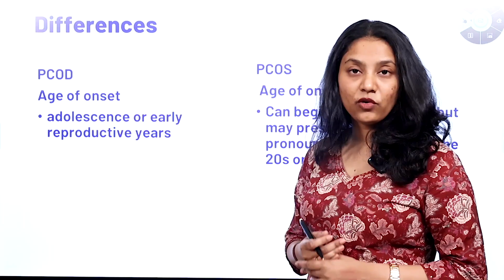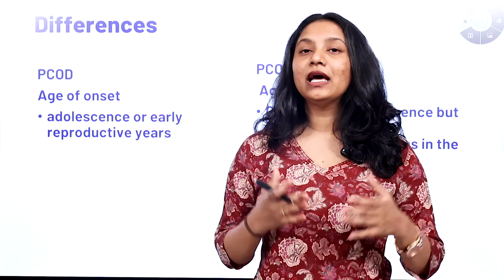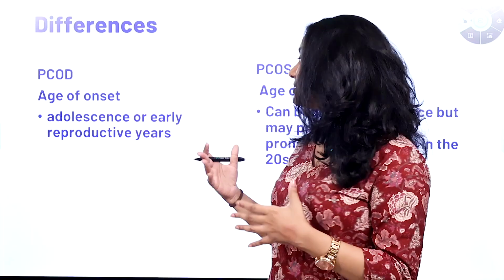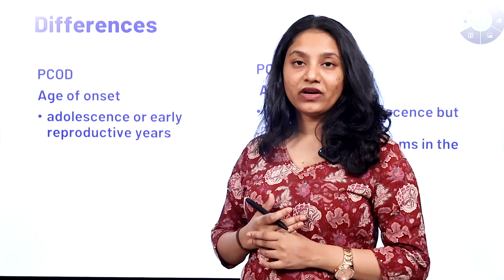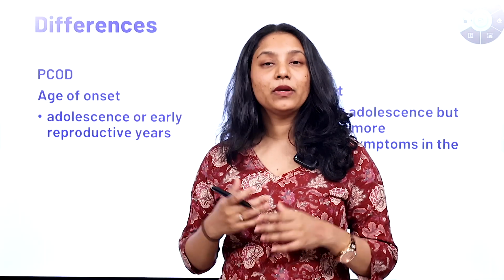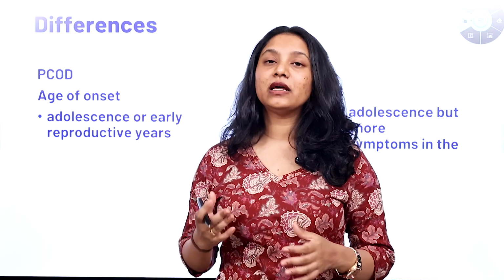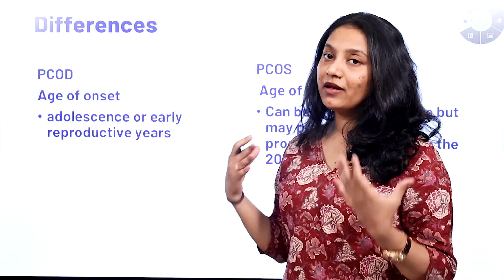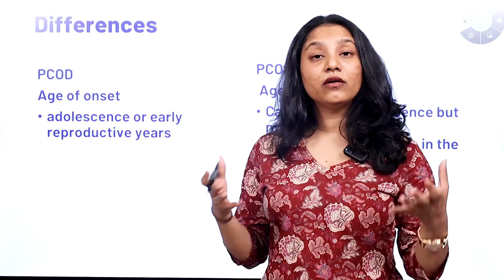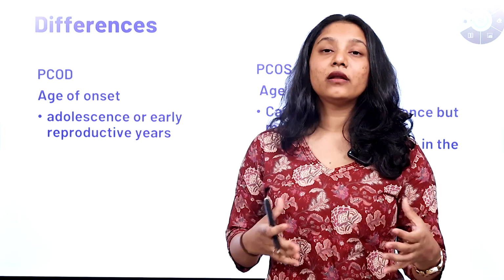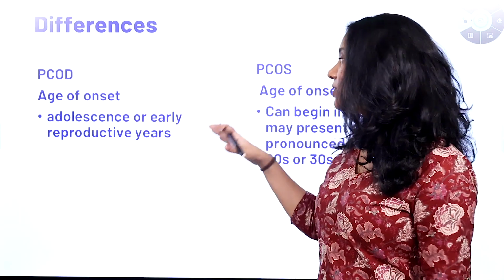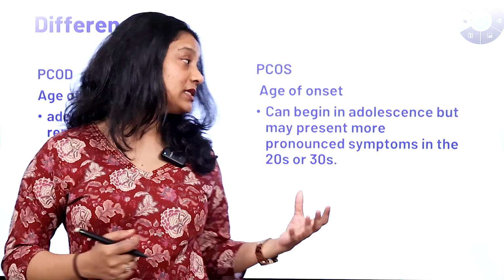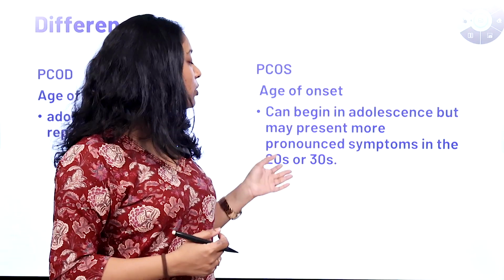And then what is the age of onset? When I'm talking about age of onset, if I tell you that adolescents are being affected in PCOD, it doesn't mean that people in their 30s are not affected. It is that adolescents have a higher risk of developing PCOD. If you take 100 cases of PCOD, then 40 to 50% are seen in adolescents. So PCOD is mostly seen in adolescents, whereas PCOS is mostly seen in adolescents but much more pronounced in the 20s and 30s.